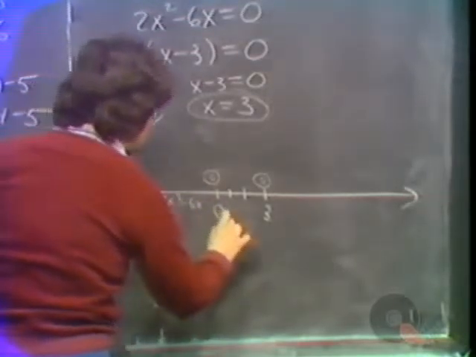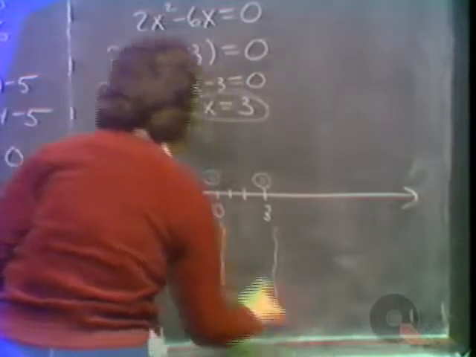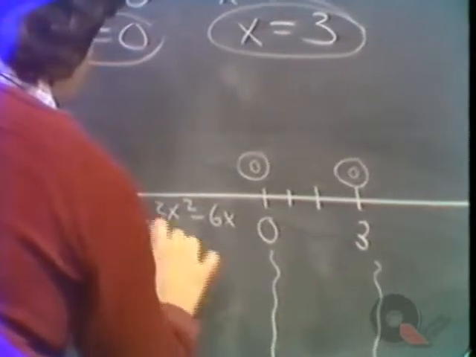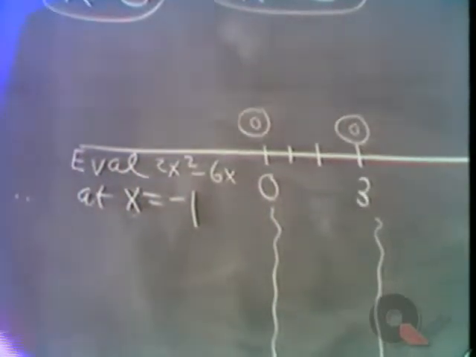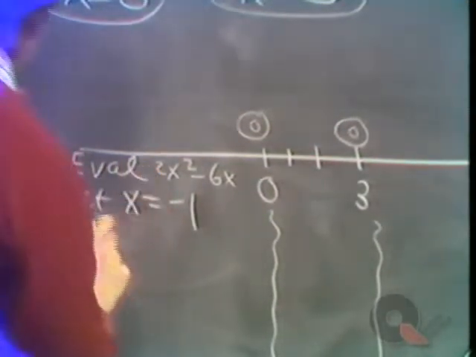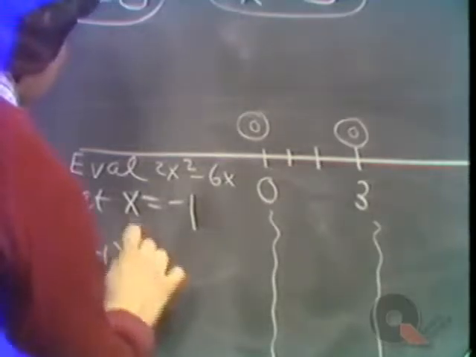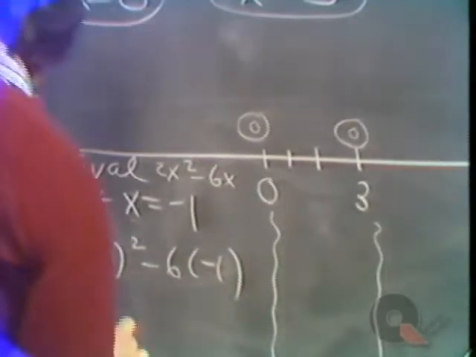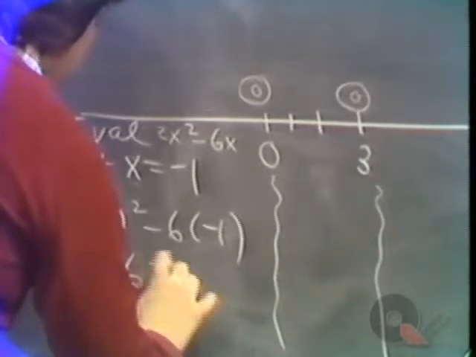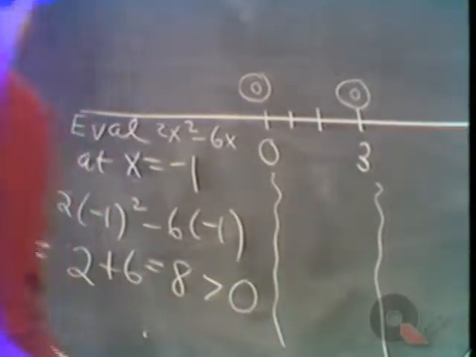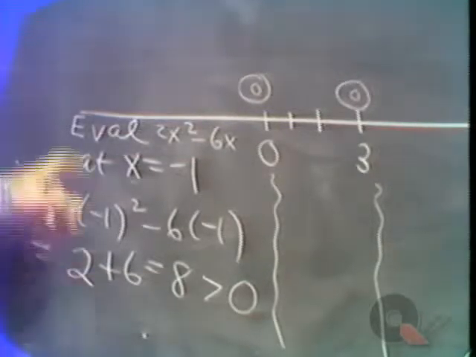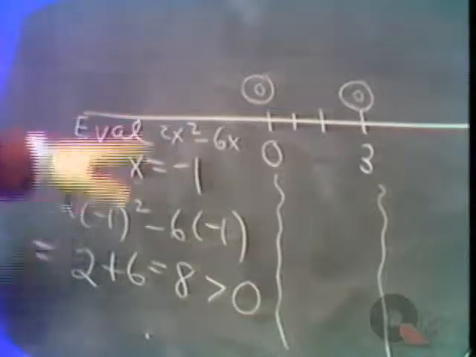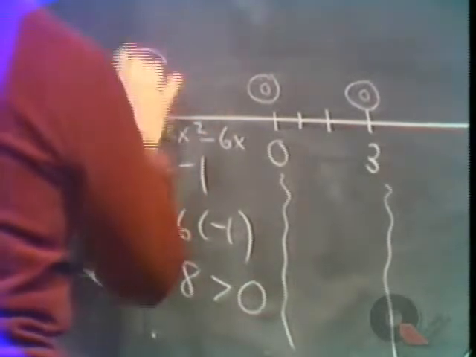at some value less than 0. Let's say at x equals minus 1. You could have used any value less than 0. And we get 2 times minus 1 squared minus 6 times minus 1, or 2 plus 6, which is 8, which is greater than 0. And if 2x squared minus 6x is positive at a testing value in this portion, it is positive throughout the portion.